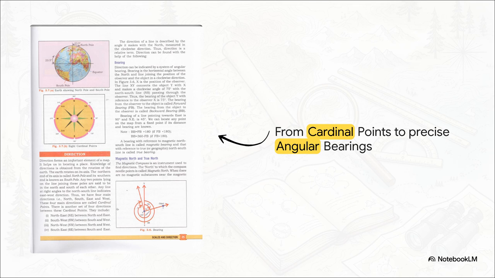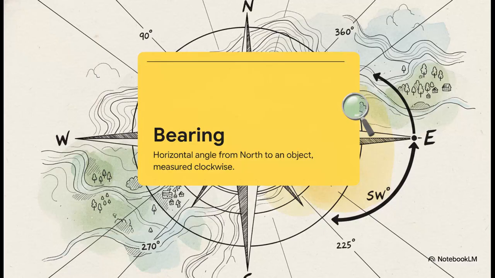We all know the basic cardinal points, right? North, south, east, west. But if your landmark is 5 miles away, telling someone to head northeast is way too vague. They'll miss it completely. That's exactly why true navigators shift to a much more precise system: angular bearings. A bearing leaves absolutely zero room for interpretation.